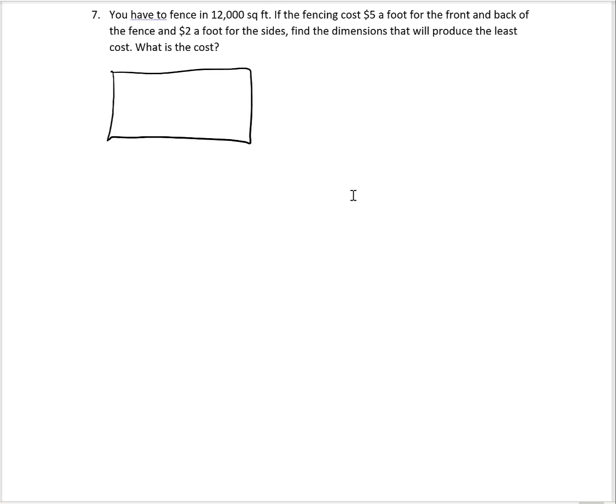So we're going to have a front, let's call that X, we'll have sides, we'll call that Y. This 12,000 square feet, the square feet tells me that is area. So area XY is going to be equal to 12,000. Then when we're looking at the cost, it's going to cost $5 for the front and the back, and it's going to be $2 on the sides.